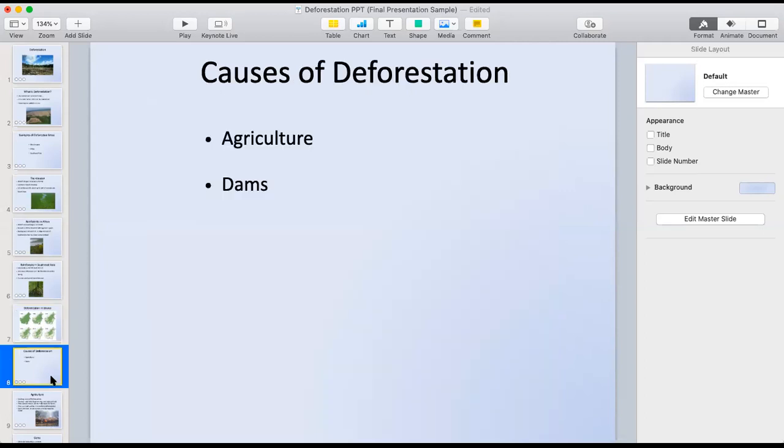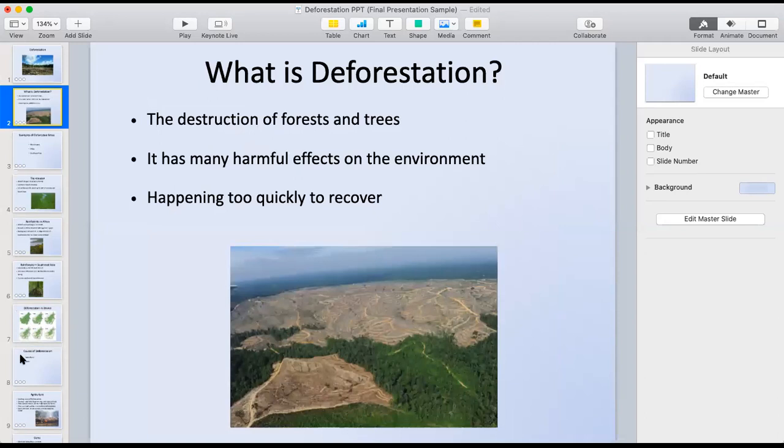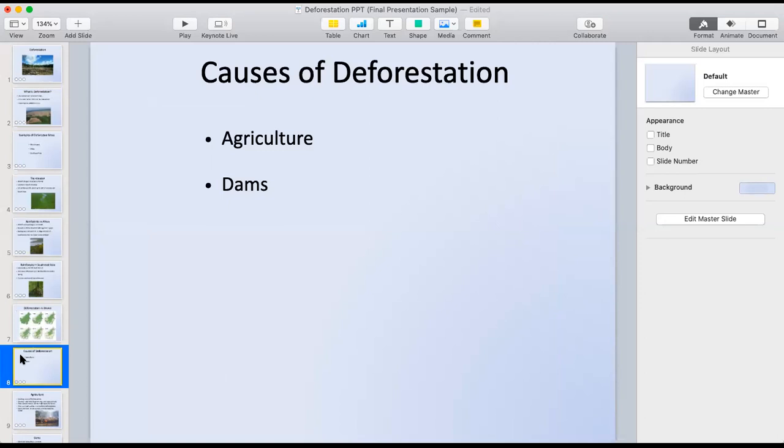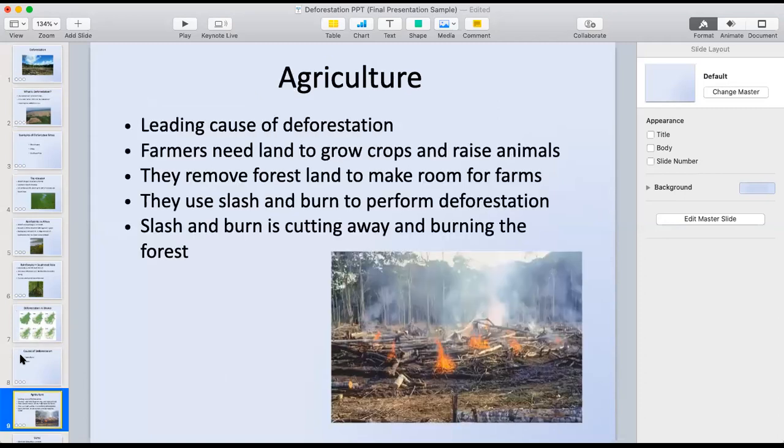Oh, finally, the student is telling us about the causes. But now we are in slide 8. So of course, it's very late in the presentation to tell me about your causes. You should have told me about it from the second slide. You should have told me what the two causes and the two effects are. So on slide 8, the student is telling us that the causes are agriculture and dams. Then the student has one slide about agriculture, leading cause of deforestation, farmers need and so on.